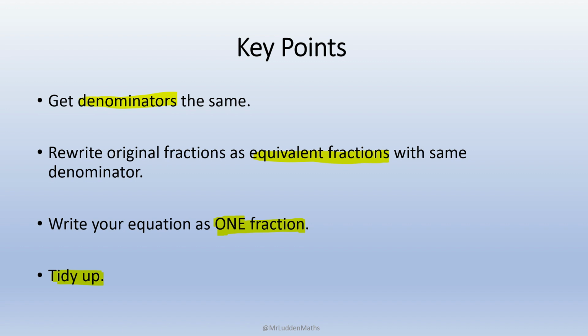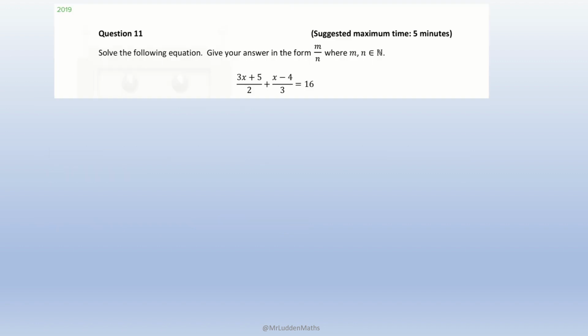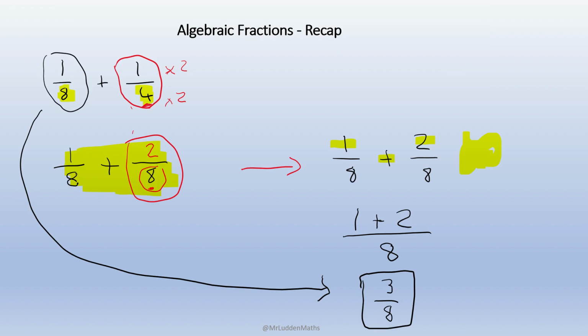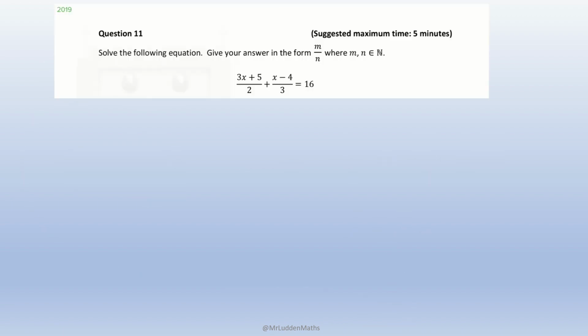So I'm going to jump into a question from 2019, question 11, and it looks like this. You'll notice that the difference between this one and the question that we've done just previous is that there are x's and numbers involved in this. So the first thing we're going to do is write everything as fractions so that we can compare everything. So you'll notice you've got your 3x plus 5 over 2.